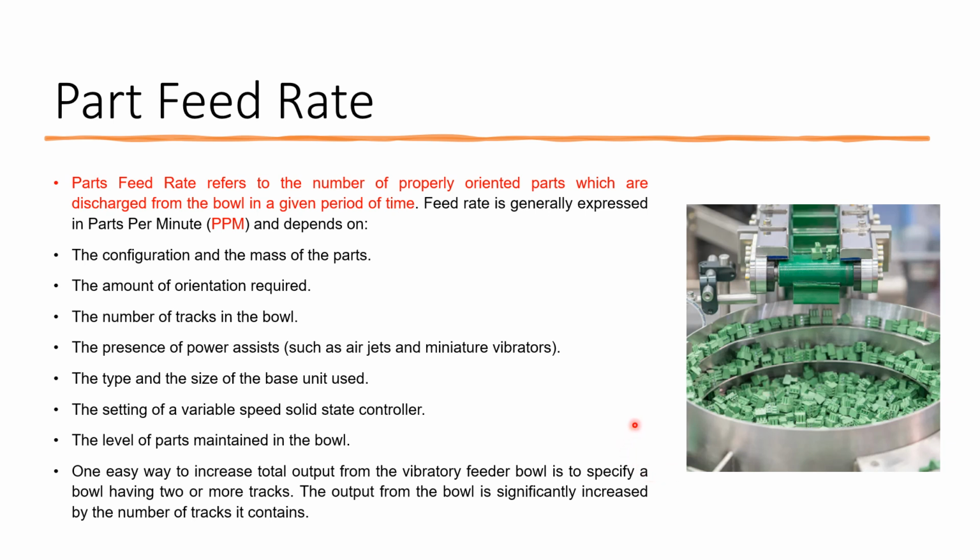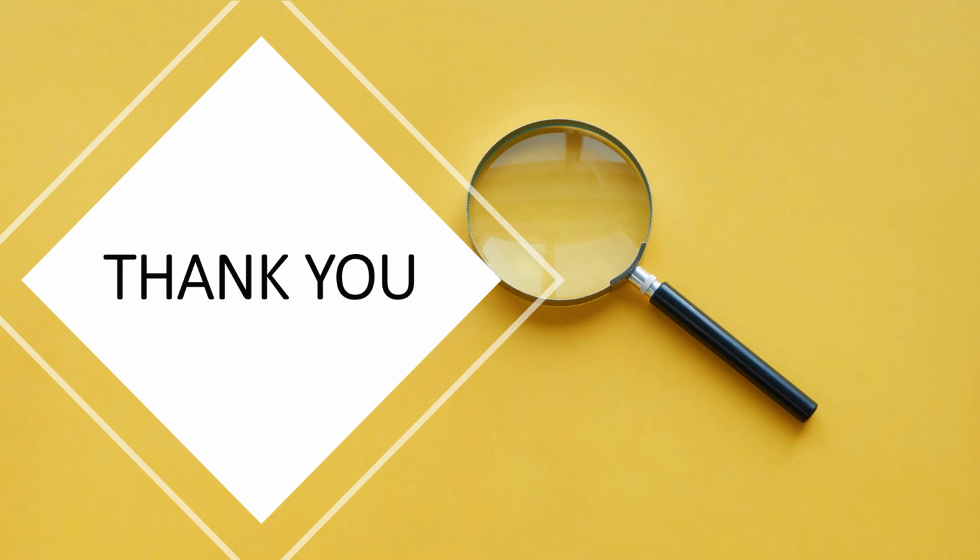One solution to increase the output is to have two tracks. The output from the bowl is significantly increased if we have two tracks. So this is it for our today's session, and we saw the different parameters that are required to be considered while selecting the bowl feeder.